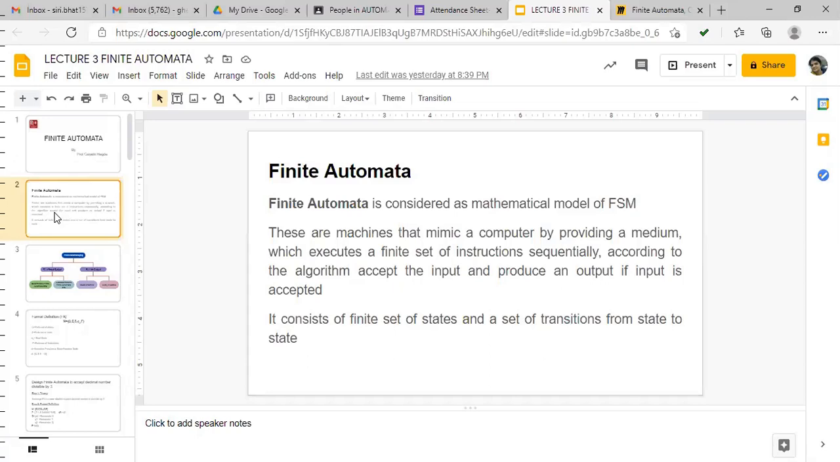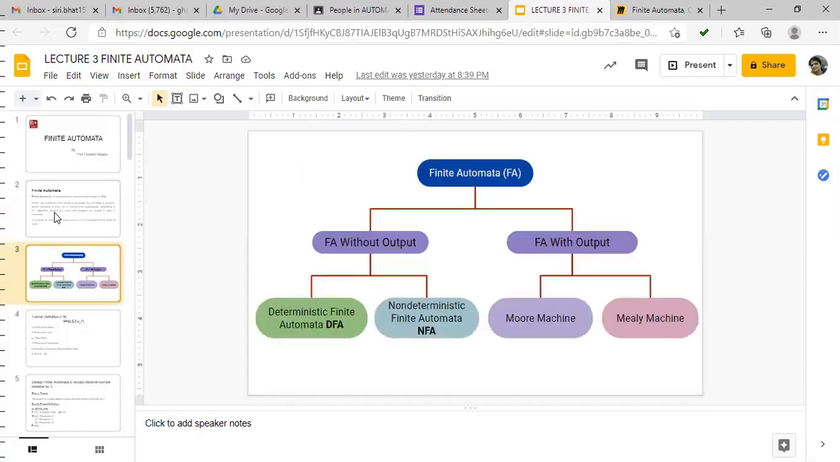We'll see how finite automata can be categorized. Finite automata can be categorized into two: finite automata without output and finite automata with output. In finite automata without output, we'll be learning deterministic finite automata, which is called DFA, and non-deterministic finite automata, NFA. Then we'll be learning finite automata with output, that is Moore machine and Mealy machine. Before going to DFA, NFA, Moore machine and Mealy machine, we'll solve a few examples on finite automata.